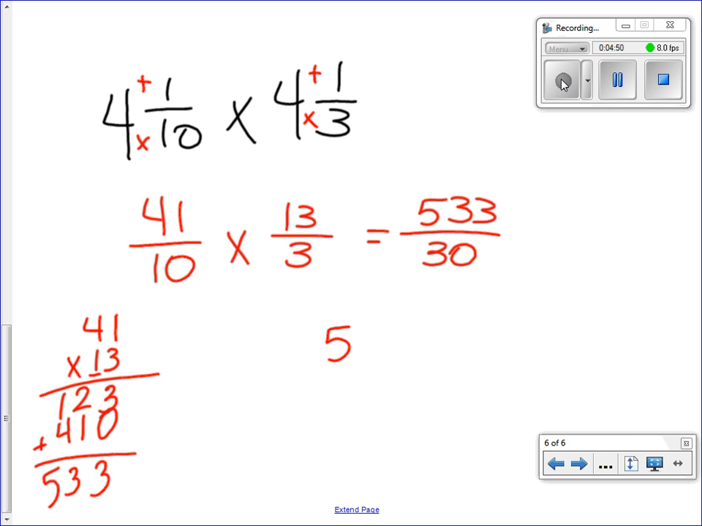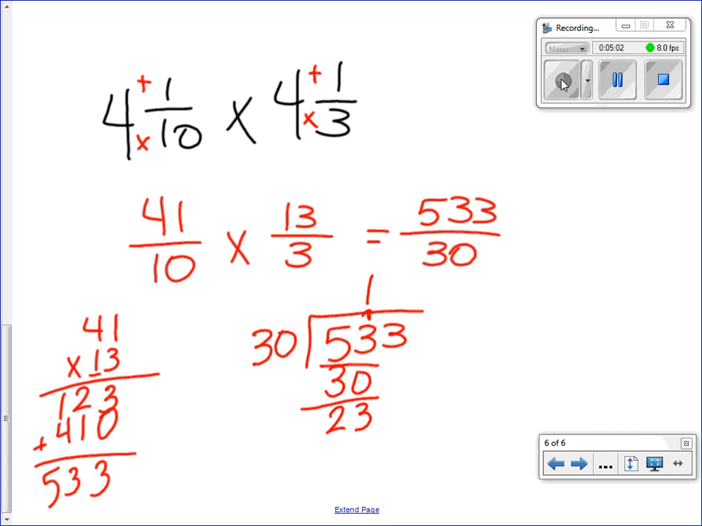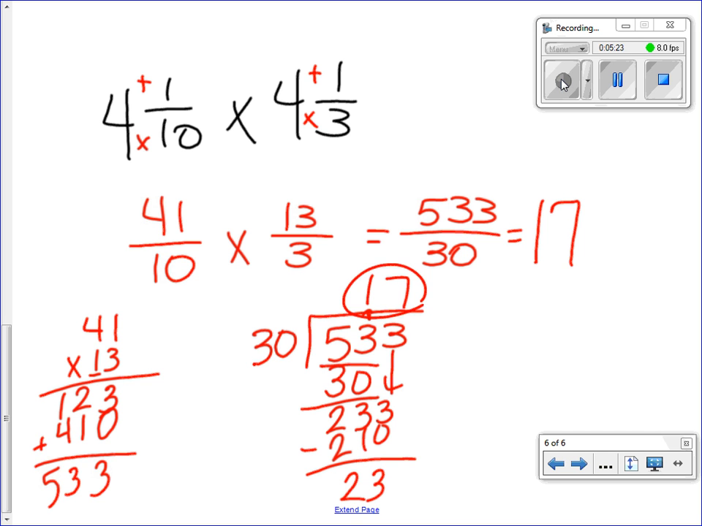So 533 divided by 30. 30 will go into 53 one time. That leaves me with 23 left over. I need to drop down this 3. 30 will go into 233 7 times. That'll give me 210. When I subtract, I get 23. Because there's nothing left to bring down, that's going to be a remainder. So my final answer would be 17, because that's my whole number.